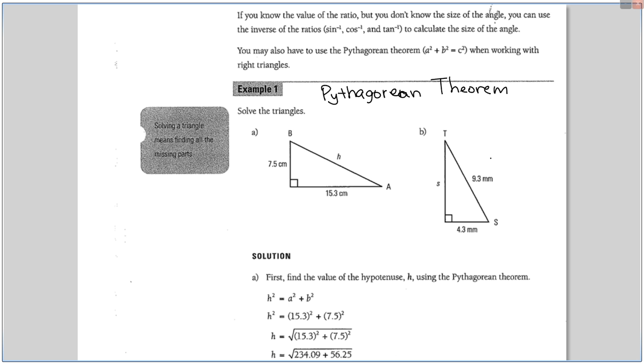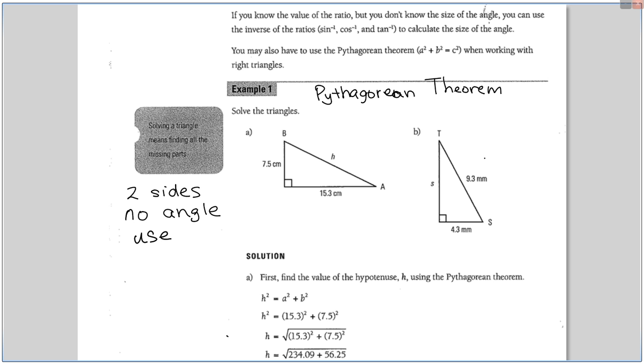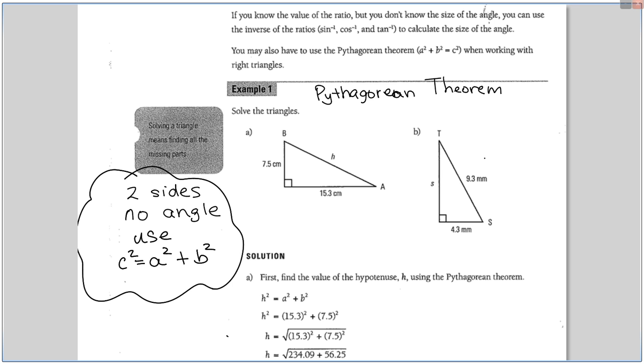When you have two sides and no angle, you can use c squared equals a squared plus b squared. That's how you know when to use it: when you have two sides and no angle, and they're asking you for the third side.